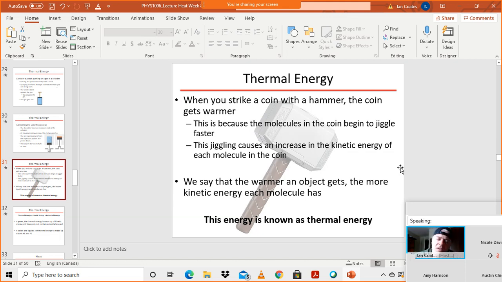And we talked about that earlier, right? The increase in temperature on the Kelvin scale is directly corresponding to the amount of kinetic energy these molecules have. And this energy is known as thermal energy. Okay?